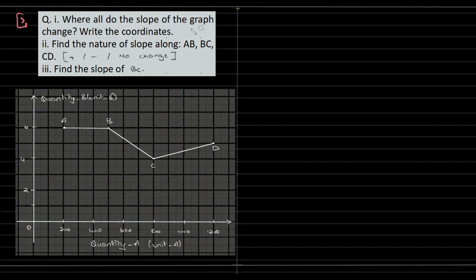Where all does the slope of the graph change? Write the coordinates. Find the nature of the slope along AB, BC and CD. That is, we have to talk in terms of it being positive, negative, or if not, no change. And find the slope of BC. So let's begin with answering.